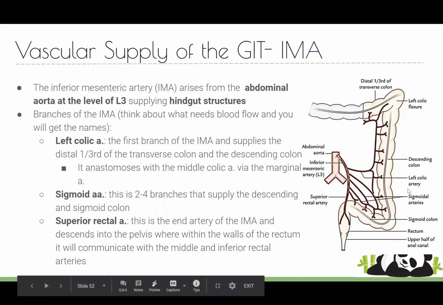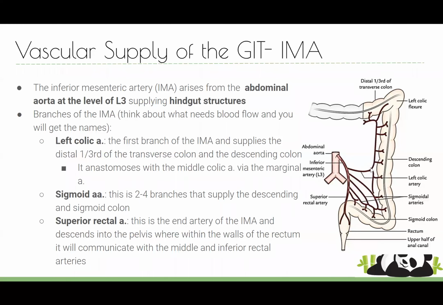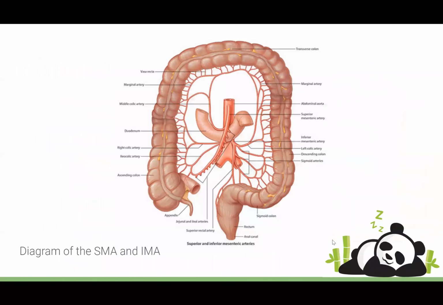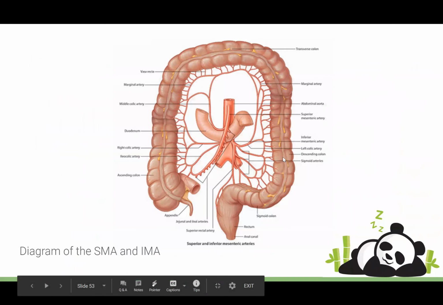Cool. So there are 3 arteries: left colic, sigmoid, and superior rectal. Left colic is an important one, it forms the marginal artery with the right colic. Sigmoid is just a couple of branches that go to the sigmoid colon, and then the superior rectal will go down to the rectum and communicate with the middle and inferior rectal artery there. And this is the diagram of the whole thing.